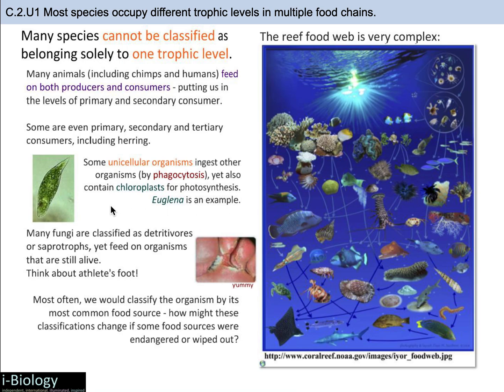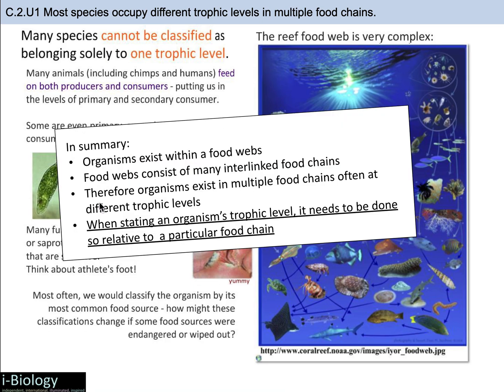This is an example of a photosynthetic organism that eats things as well. Euglena is an example of that. Here's a picture of it. It ingests things through phagocytosis, but it also can do photosynthesis. So it fills two different trophic levels in a food web.